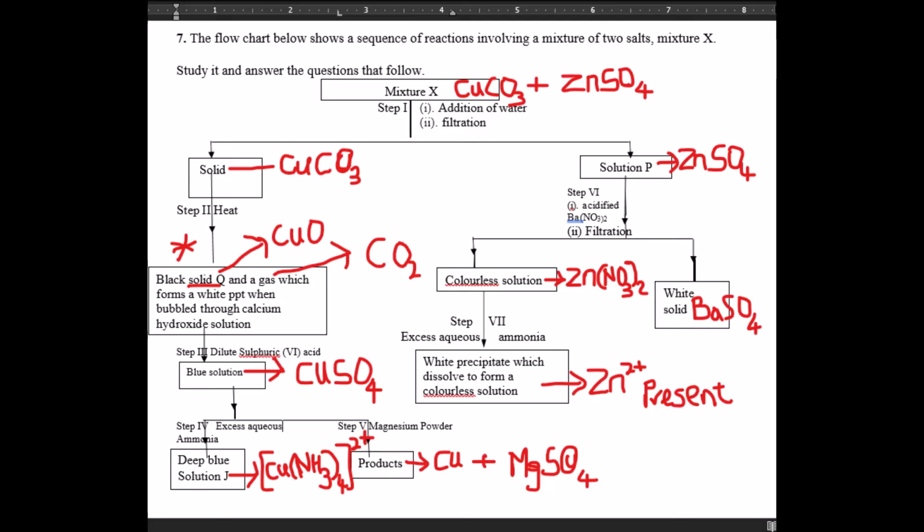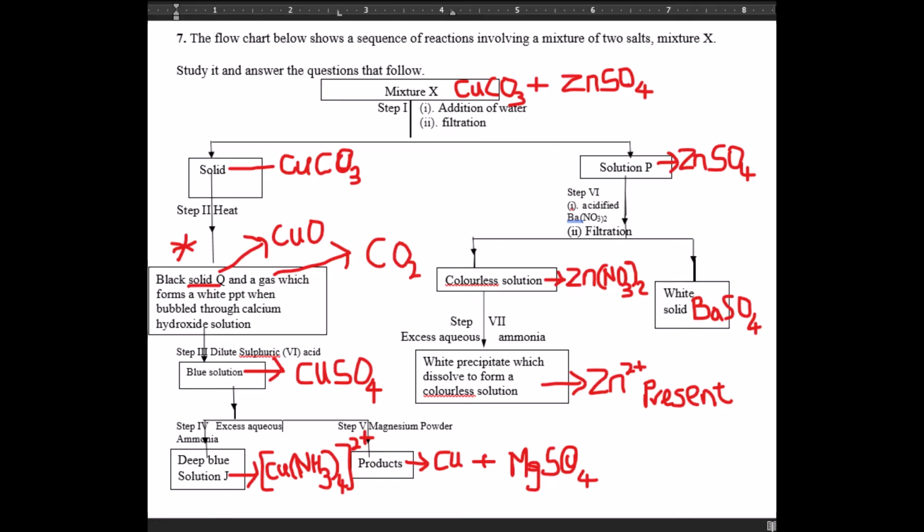If we go to your right, that is step number 6, where you're adding acidified barium nitrate and then doing filtration. Automatically that tells you there is a precipitation reaction taking place because there will be a white solid coming out. That automatically will be barium sulfate. We are going to see how we concluded that this is barium sulfate. It will take us back all the way to zinc sulfate. But let's first of all talk about the left-hand side where you have the colorless solution.